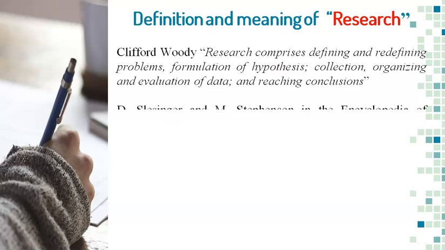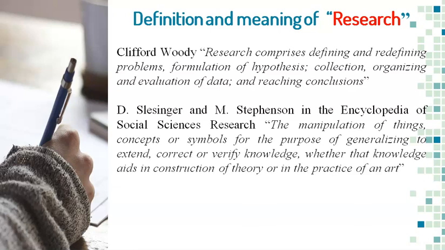Other authors, like Slesinger and Stephenson in the Encyclopedia of Social Sciences, define research as the manipulation of things, concepts, or symbols for the purpose of generalizing to extend, correct, or verify knowledge, whether that knowledge aids in the construction of theory or in the practice of an art. These authors have a different view of research, as they suggest that it can be taken by modifying, challenging, and changing.